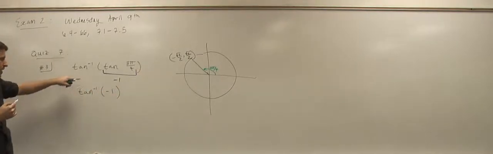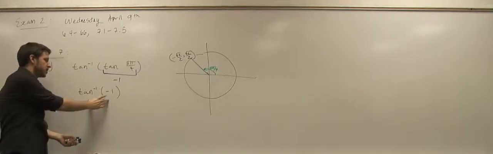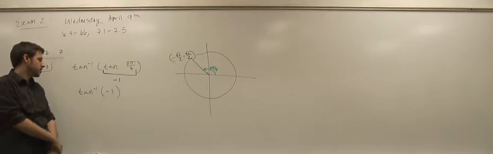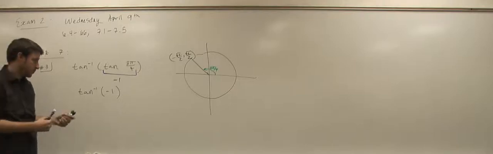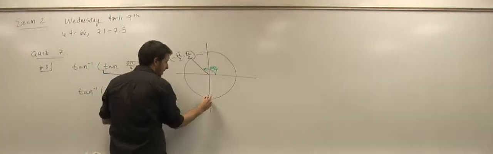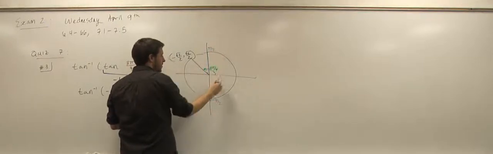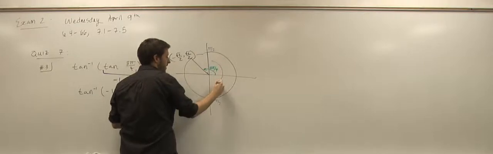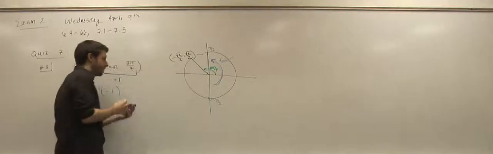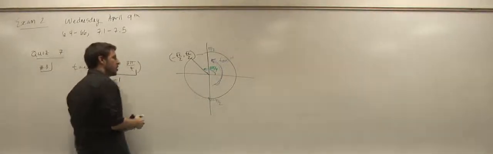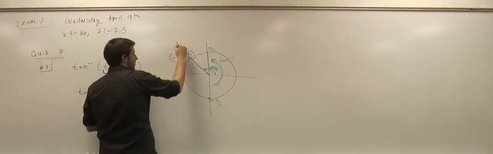But remember, whenever you're doing an inverse function, you have to remember the range. You have to remember where the inverse functions are allowed to spit out angles. So what kind of angles can I get out of tangent inverse? Negative pi over 2. Right, so here's negative pi over 2. Here's pi over 2. Tangent inverse can only give me angles this way, right in here. So what I have to figure out is where on my unit circle in this region can I get out another negative 1 tangent value.